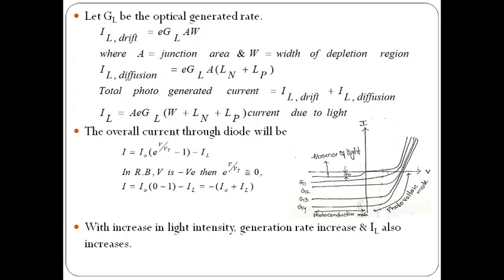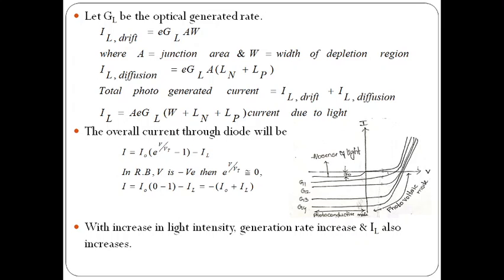So the total current generated can be written as IL drift plus IL diffusion. That is, IL equals A E GL times (W plus Ln plus Lp). This is the current due to the light only. So the overall current through the diode can be written as I equals I0 times (e to the power V by eta VT minus 1) minus IL. This is the diode current equation, and the minus IL term is the current due to the light.